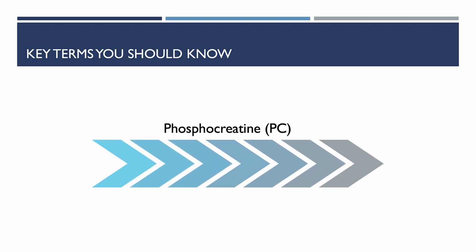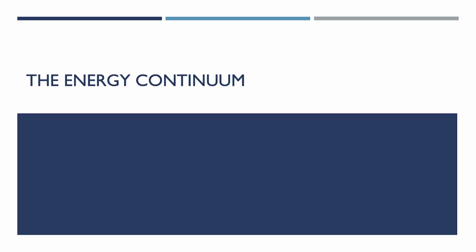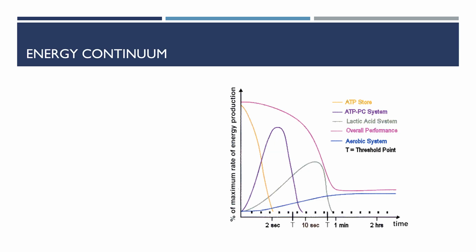Key terms you should know: phosphocreatine, an energy-rich phosphate compound found in the sarcoplasm of the muscles. The energy continuum. The energy continuum, in layman's terms, is basically which energy source your body selects as it's doing exercise. The graph on the right demonstrates the overlap between each energy system. Pause the video and have a think why you believe that these would overlap.